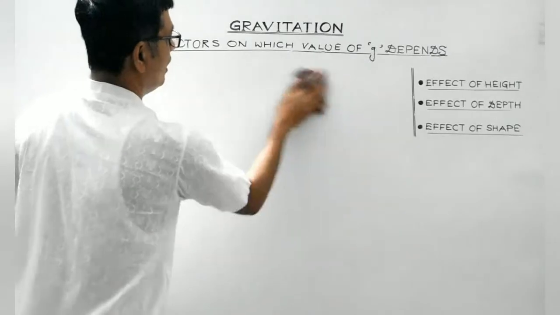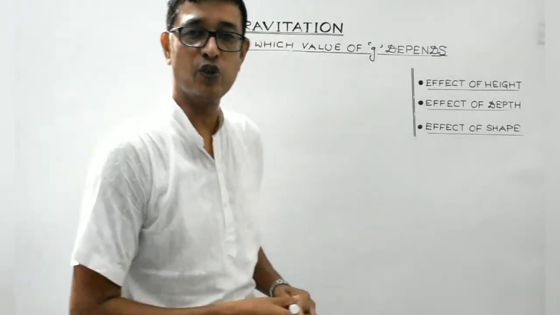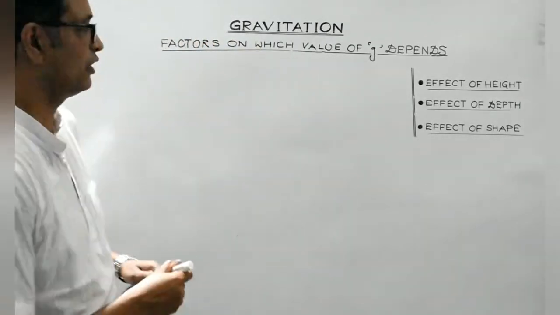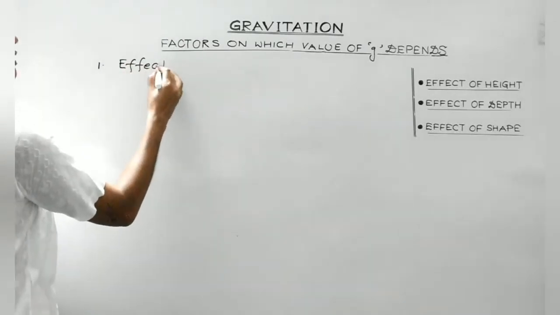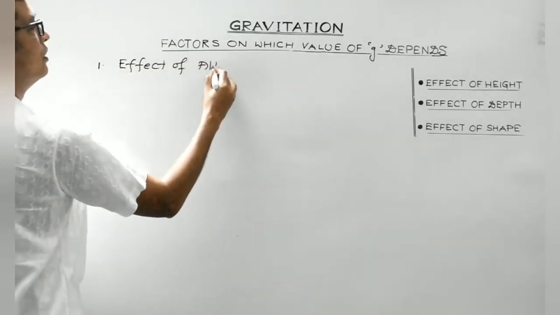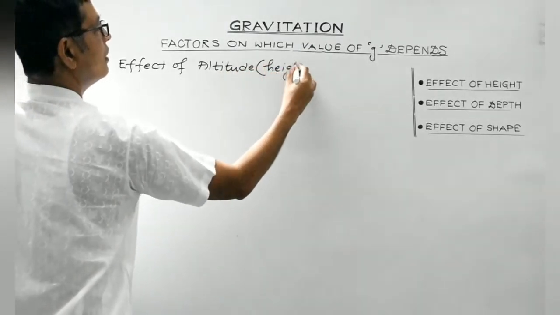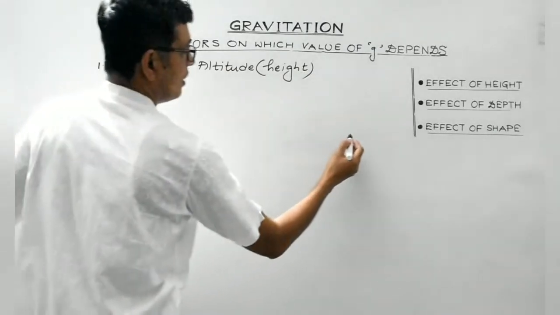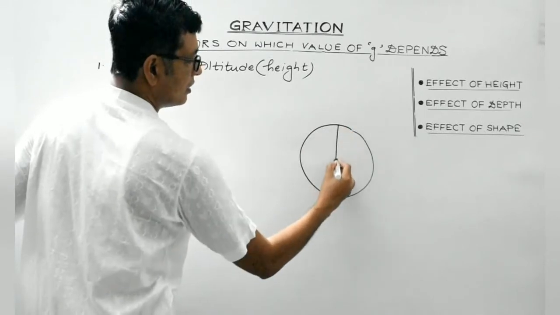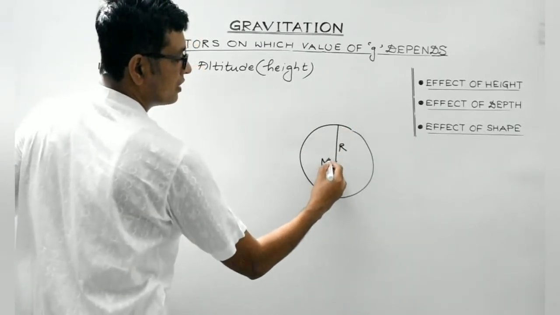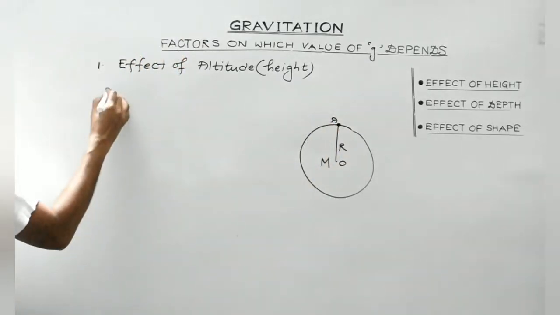After doing this article, we will conclude how the value of acceleration due to gravity varies with altitude, right? So first factor, it is the effect of height or effect of altitude. Okay, again let's consider this to be the Earth. This is the center, radius r. Mass of the Earth is small m, this is the center. This is any point on the Earth's surface.